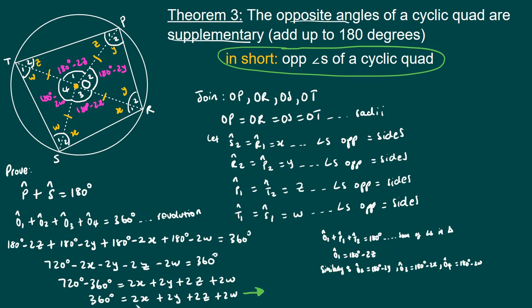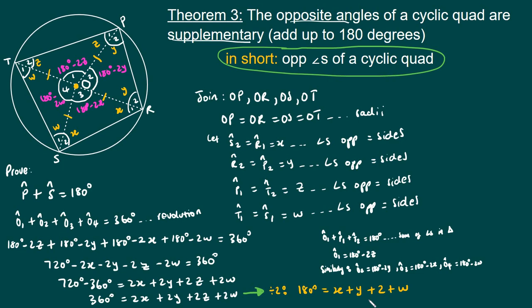So what I'm going to do here, good people, is divide everything by 2. If I divide everything by 2, you can write this divided by 2. It will mean that 360 divided by 2 is what? It's 180 degrees. And then 2x divided by 2 is x. And then you're going to have y plus z plus w.